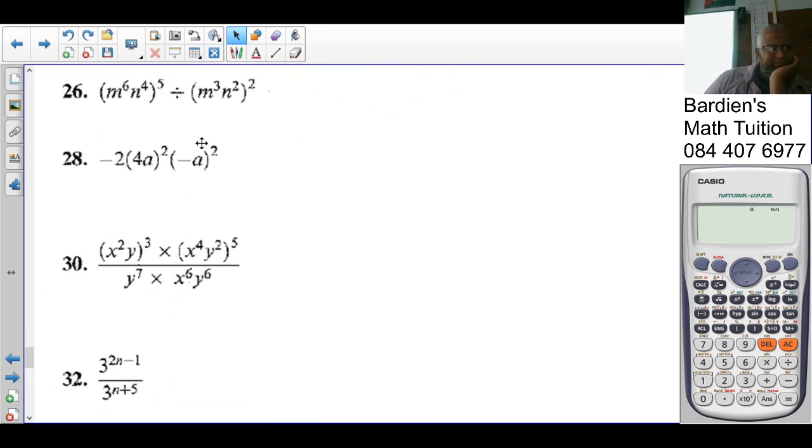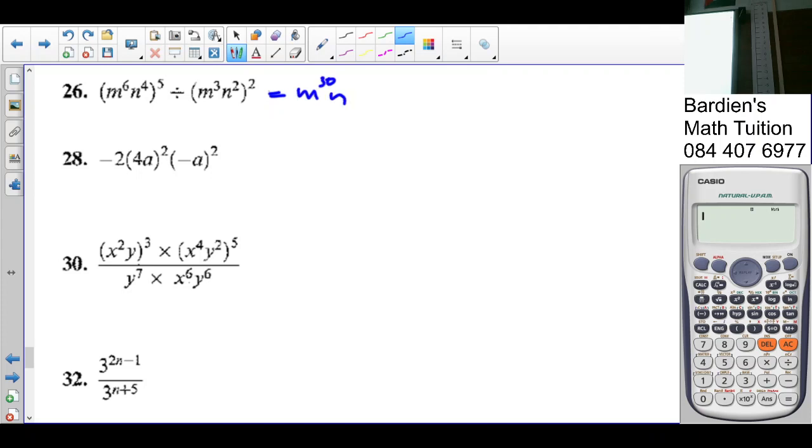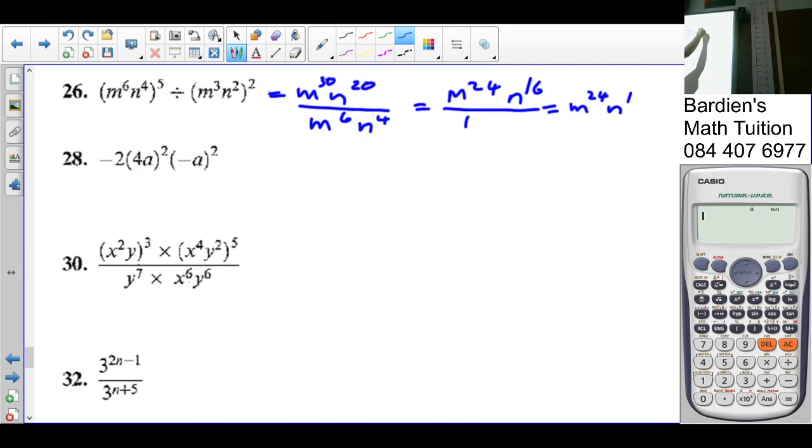Number 26. We're going to first sort out the exponent. So what do we get? m to the 30, n to the 20 divided by m to the 6, n to the 4. Now gives us m, what's 30 minus 6? 24. Where's there more n's? Top. So it's n, 20 minus 4 is 16. And that's naturally over 1. So that's on top, which is simply m to the 24, n to the 16.